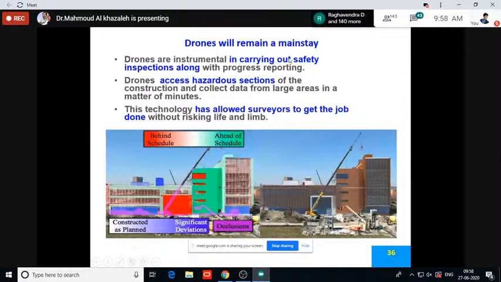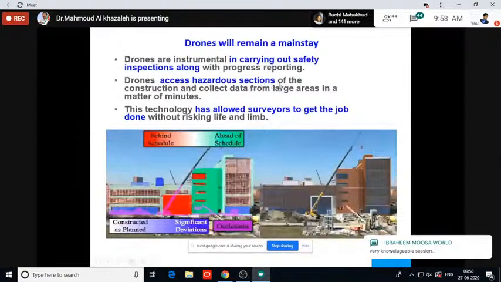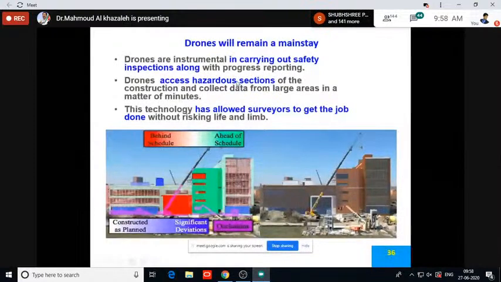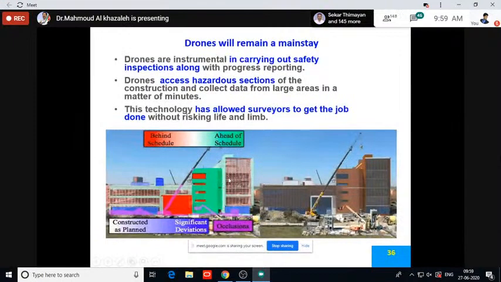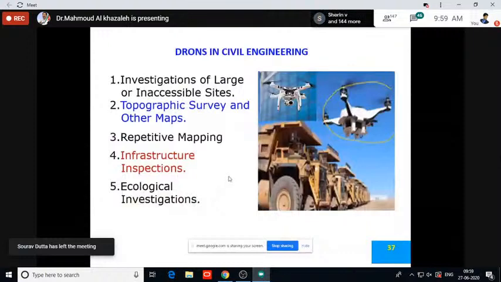Drones will remain a mainstay. Drones are instrumental in carrying out safety inspections along with progress reports. Drones access hazardous sections where human workers cannot access, where hazardous materials are. This technology has allowed surveyors to get the job done without risking life and limb. If you see the two models here, the drone can help in everything in order to implement the project correctly without any mistake and any risk.